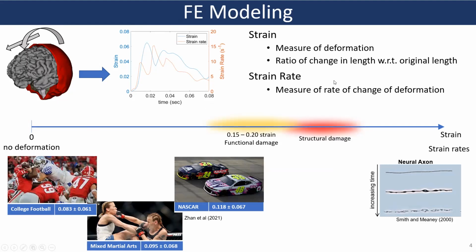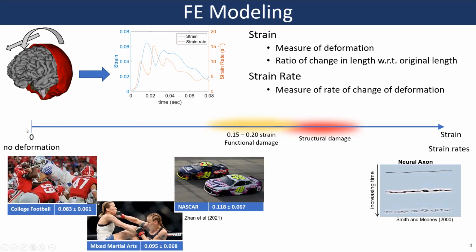So what is strain and what is strain rate, and why are they important? Why are we looking at those things? Strain is a measure of material deformation, specifically the change of length with respect to the original length. And strain rate is how fast the strain is changing. This is important because the scientific community in general has experimentally correlated these with injury.